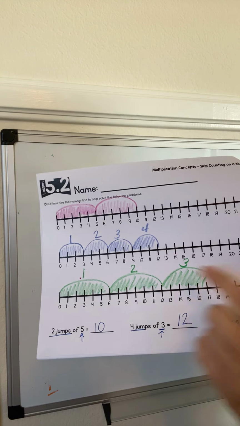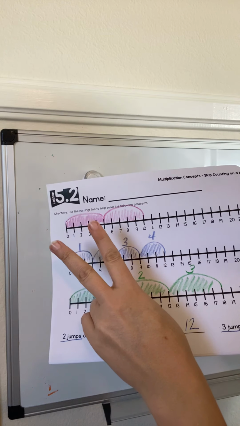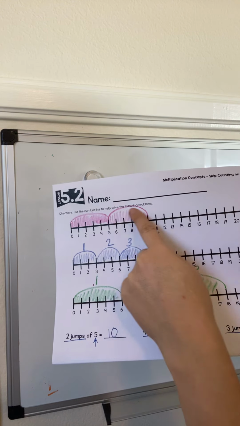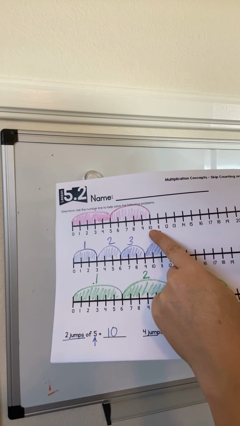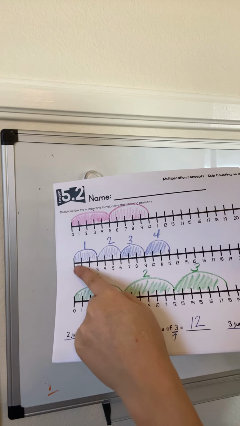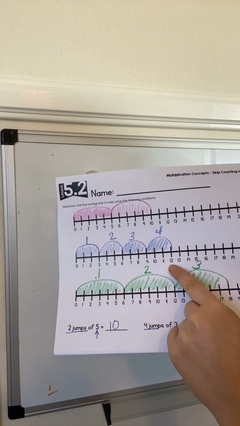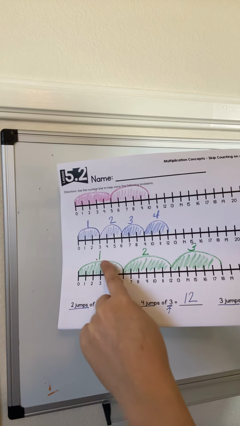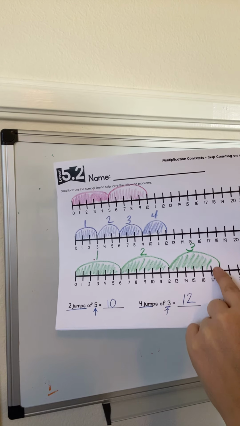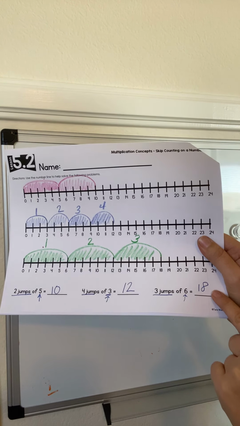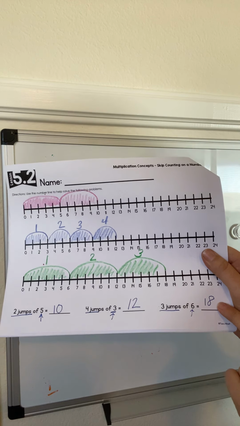Okay, so 5.2 is 2 pages. The first page, I did 2 jumps of 5, which got me to 10. I did 4 jumps of 3, which got me to 12. I did 3 jumps of 6 each time, which got me to 18. We did these together in class.